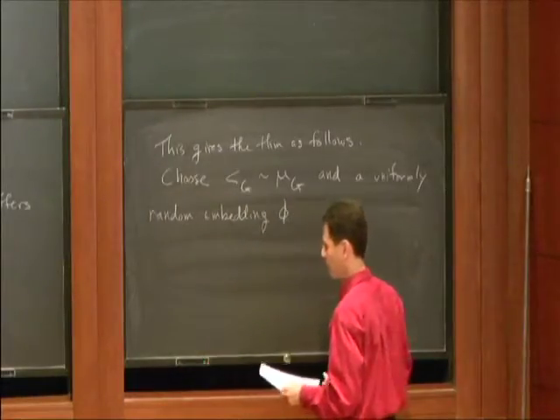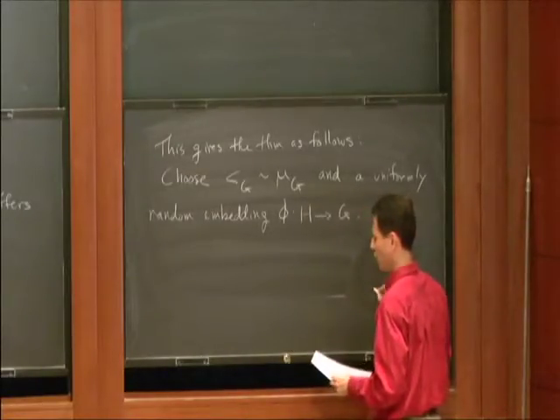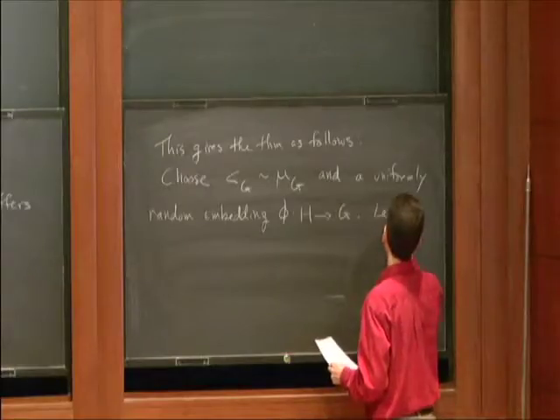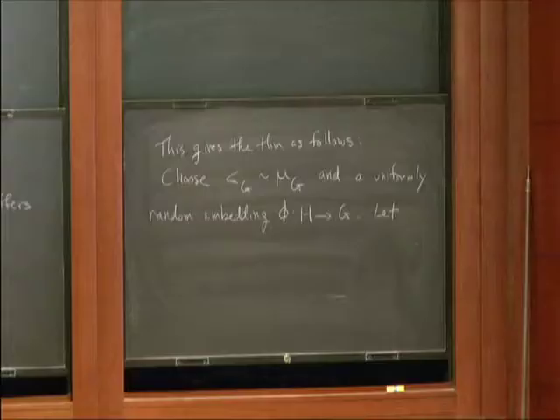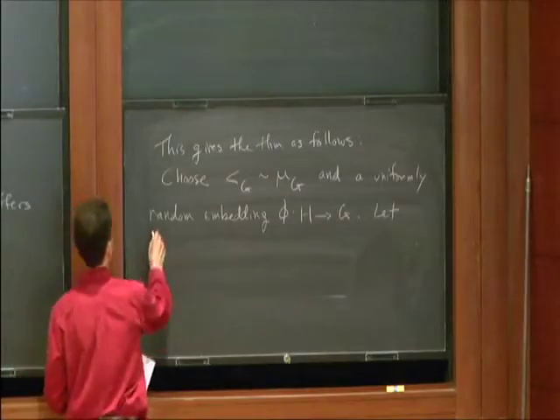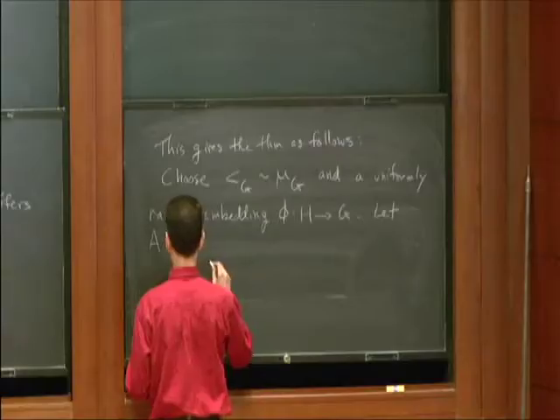I'll call that phi from H into G. So if we're given that ordering on G, and given the embedding, we can see whether it preserves the orders or not. And let's call A the event that it does preserve the orders. That's something about which we're making an assumption.